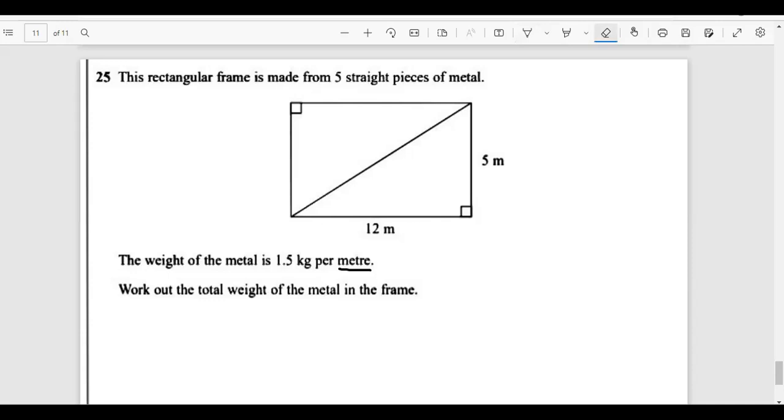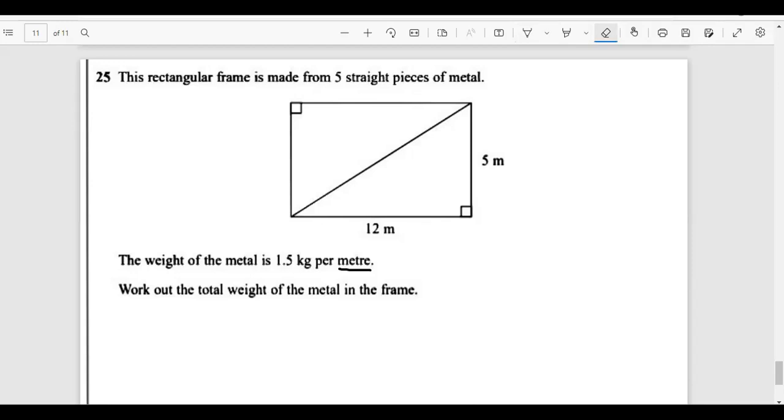Let's see. Do you do 1.5 times 12? Then 1.5 times 5, add them together and times that by 5. Now, why are we multiplying that by 5? Because there's 5 straight pieces. But the length is different for every piece. I've got no clue then.